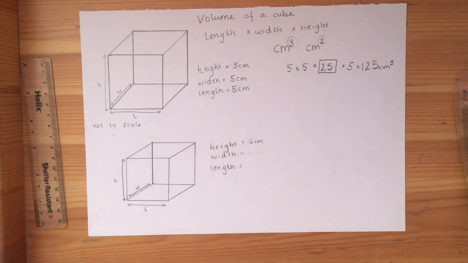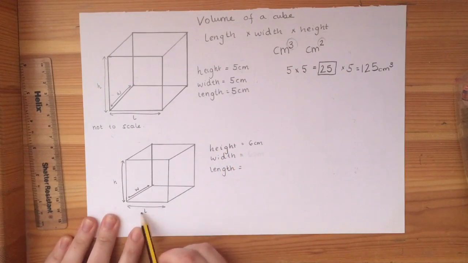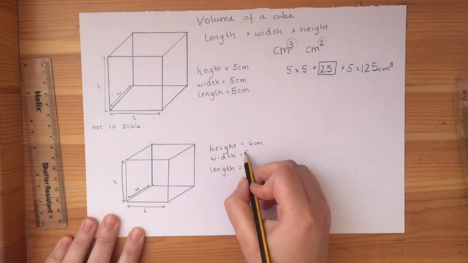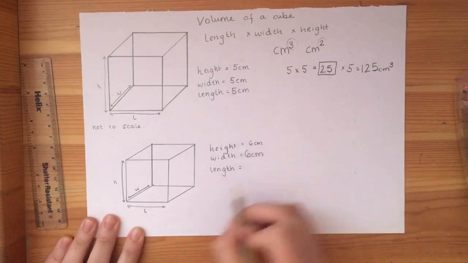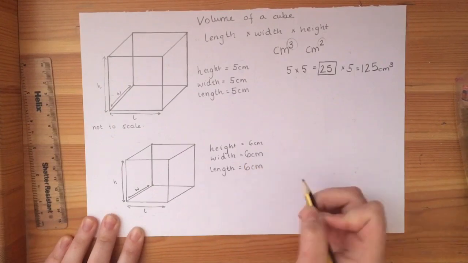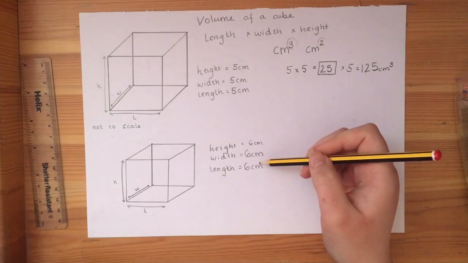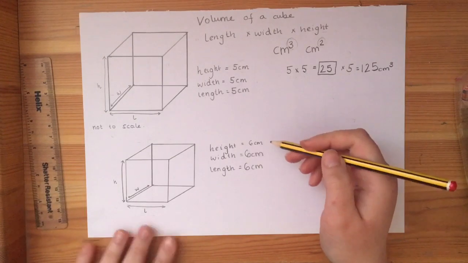Now as I said earlier, because it's a cube, I know that all of the lengths are going to be the same side. So just because they've only given me the height doesn't mean that I then don't know that the width is going to be 6 centimetres and the length is going to be 6 centimetres. Because these are all a cube, we know that it's all the same size.